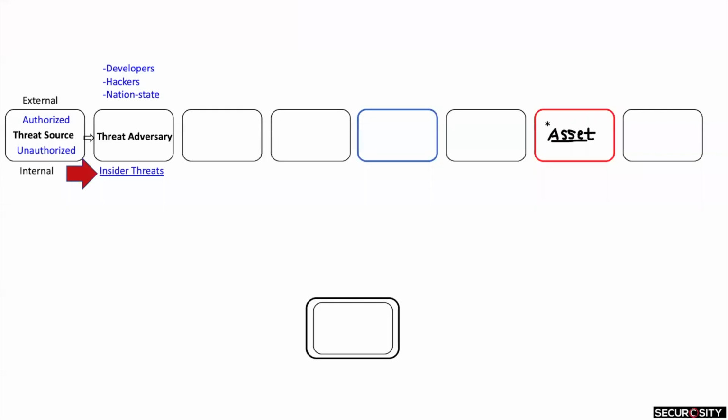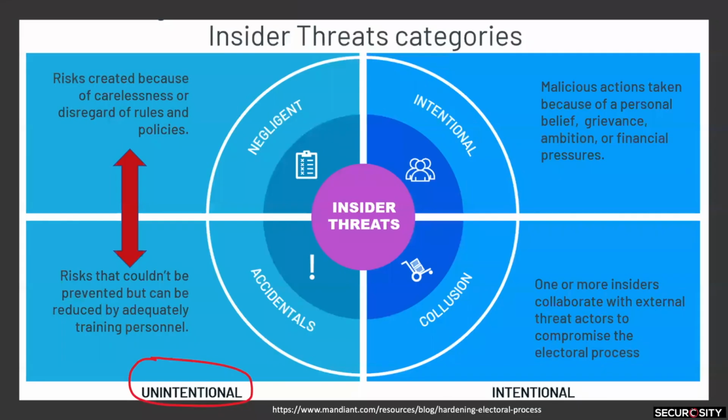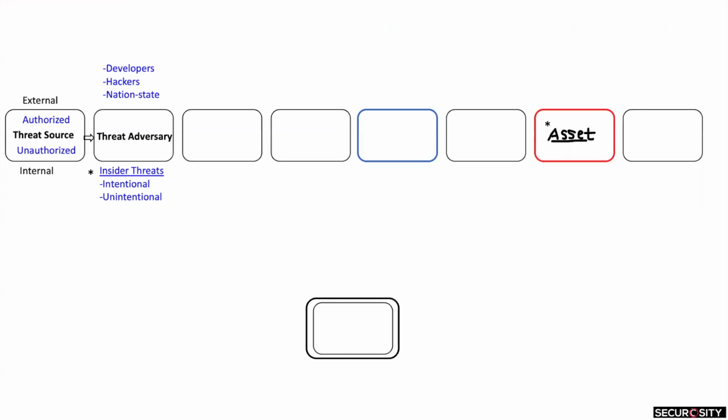Next, we have internal adversaries, also known as insider threats. There are 2 types of insider threats. The first is intentional. Intentional threats are malicious actions performed by hostile insiders with the intent of causing harm to our organization. The other is unintentional. Unintentional threats are non-malicious. They are either accidental or inadvertent actions that can cause unintended harm to our organization. I'm adding an asterisk here as a reminder to elaborate later on.